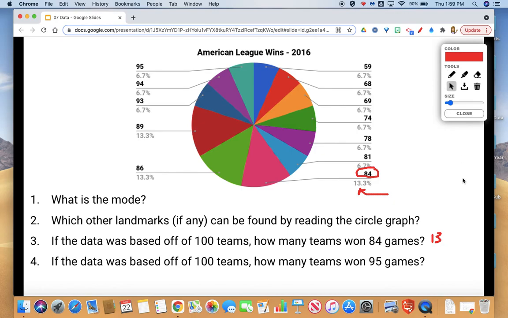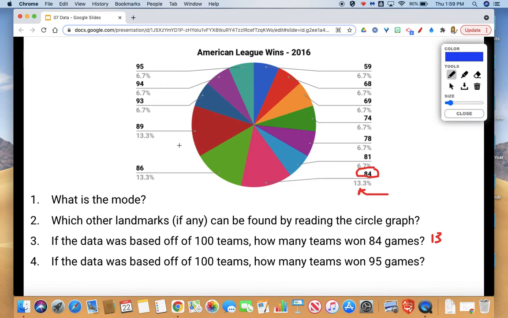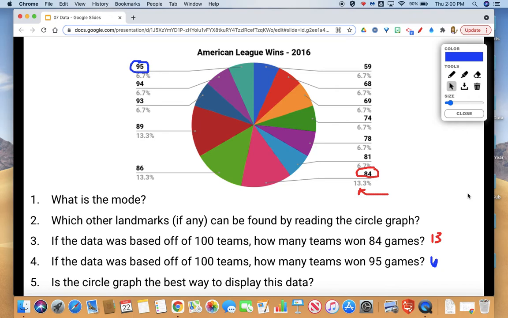If the data was based off 100 teams, how many teams won 95 games? If I find 95 on my graph, I see about 6.7 teams. I'm going to round down there and say about 6 teams. I'm not going to round up because it didn't fully get to 7, so I can't say it's 7 teams if it didn't fully get there. That's why it's safer to round down.